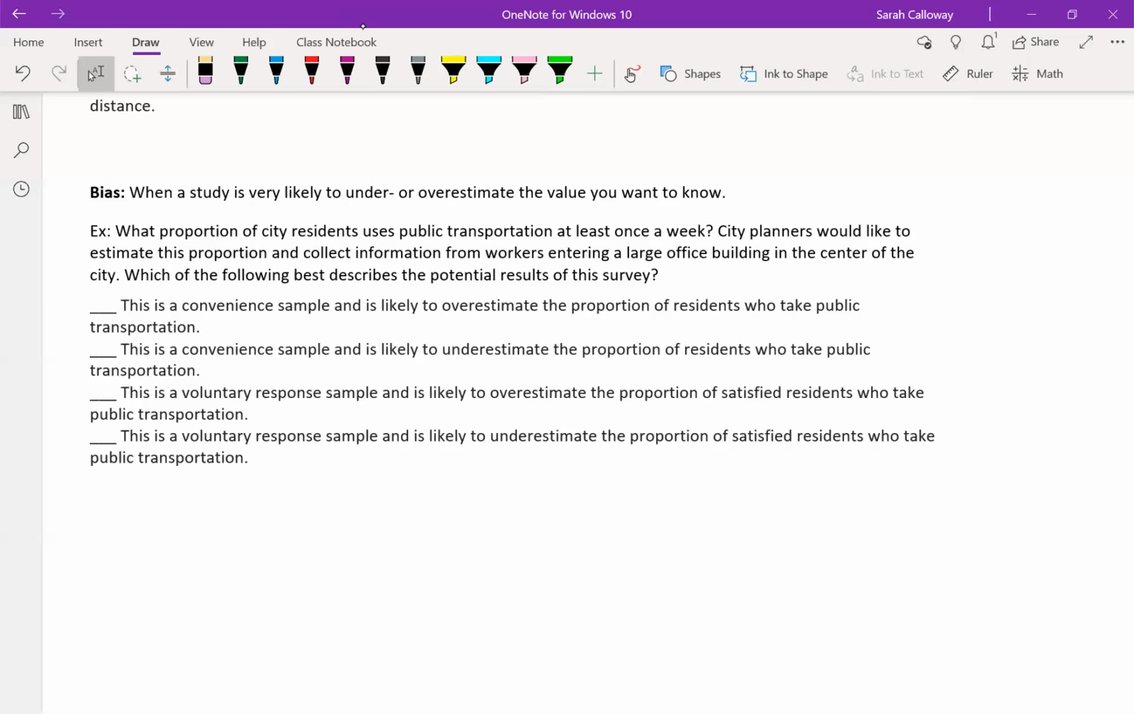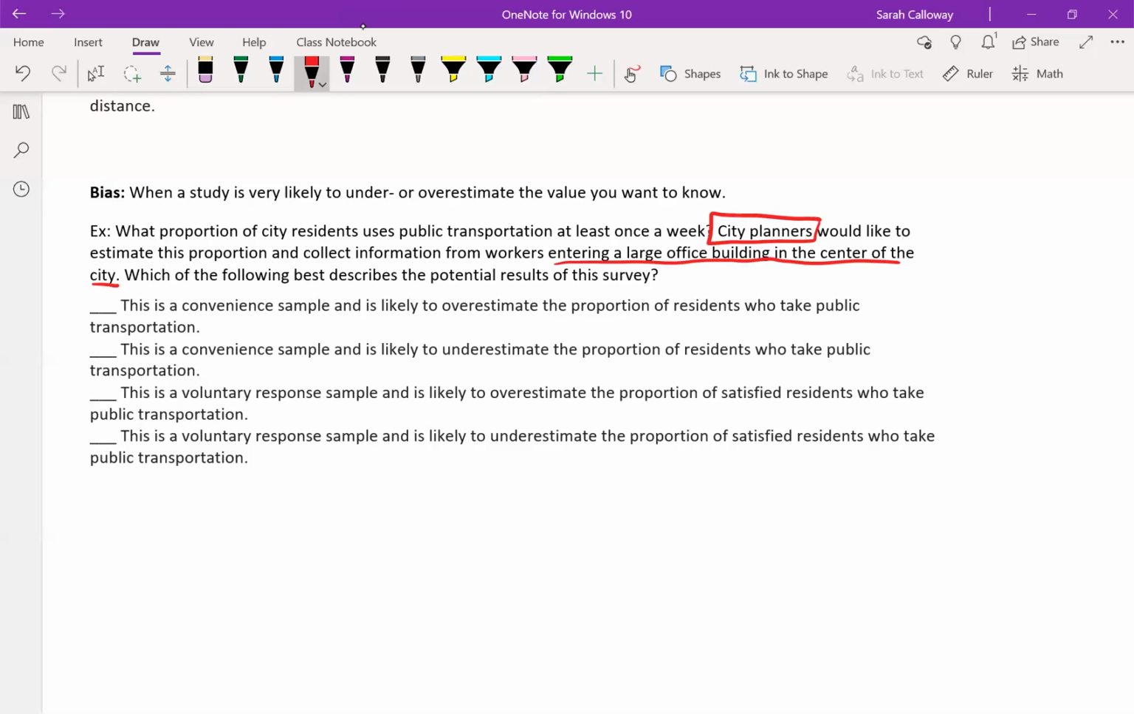So they're city planners. So these are people who work for the city. They would like to estimate the proportion and collect information from workers entering a large office building in the center of the city. So this sounds like a convenience sample, right? They're asking people as they enter an office building close to where they probably work too, since they're city planners, so they work for the city. And that's usually in the city center. So I know this is going to be a convenience sample.